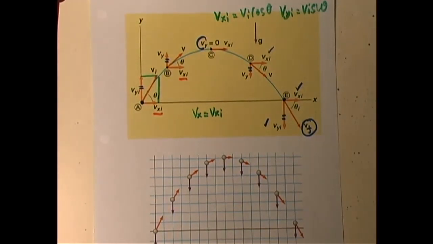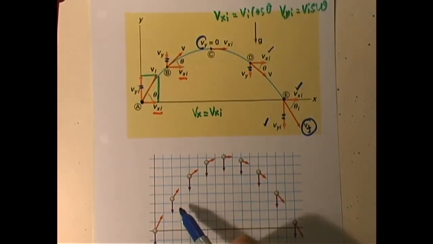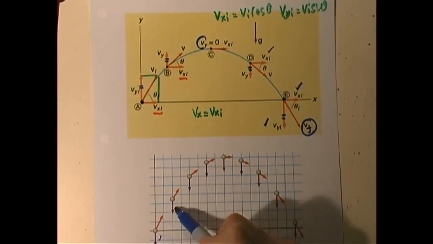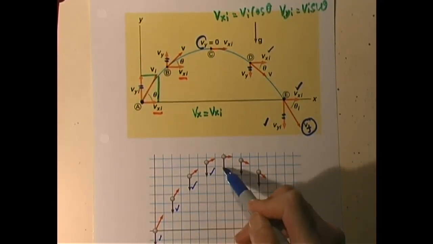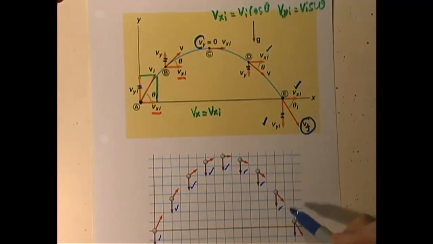And this next diagram also shows that this downward arrow is the g. It is the same all the time. It's going to cause the change of velocity.